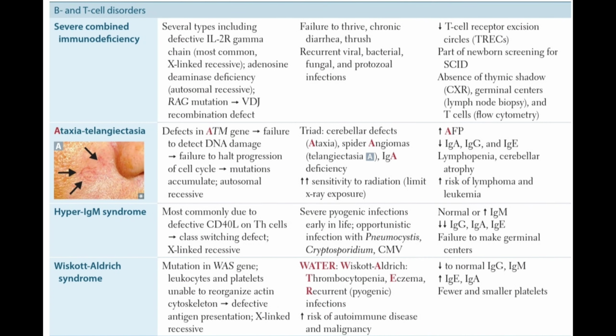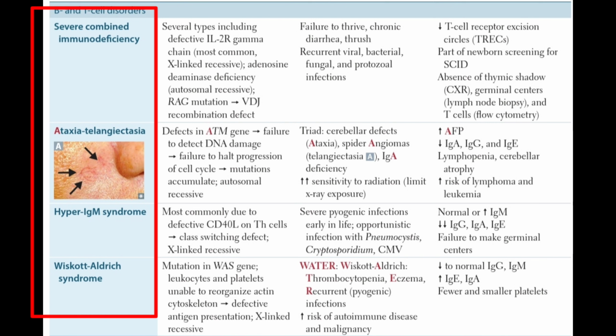Now let us discuss various immunodeficiencies that occur due to combined B and T cell disorders. The disorders that occur due to combined B and T cell disorder are severe combined immunodeficiency, Ataxia telangiectasia, Hyper-IgM syndrome, and Wiskott-Aldrich syndrome. So these are the four diseases that occur due to B and T cell disorder. We will discuss each and every disease in detail.